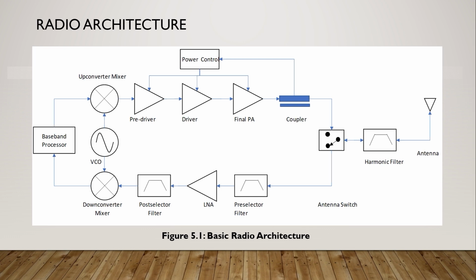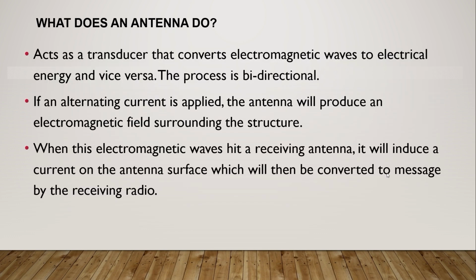Webster's dictionary defines an antenna as a metallic device, either a rod or wire, for radiating or receiving radio waves. The IEEE standard definition of terms for antenna defines antenna or aerial as a means of radiating or receiving radio waves. The antenna is a transitional structure between free space and a guiding device. What does an antenna do? The antenna acts as a transducer that converts electromagnetic waves to electrical energy and vice versa.